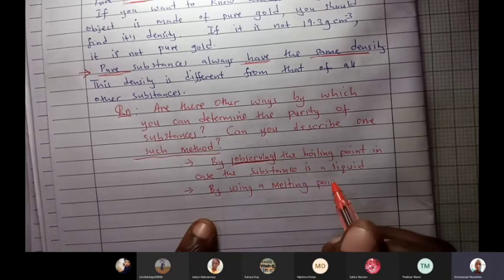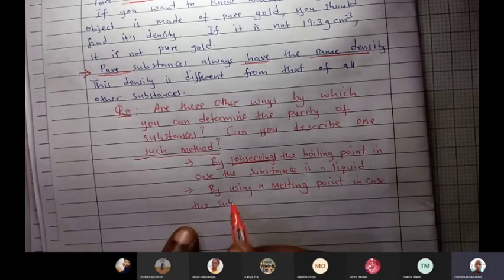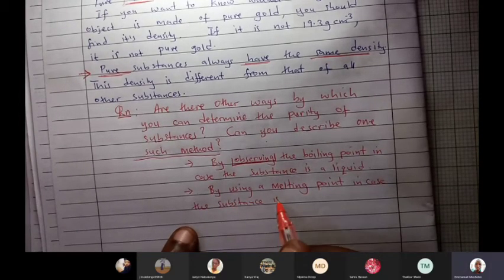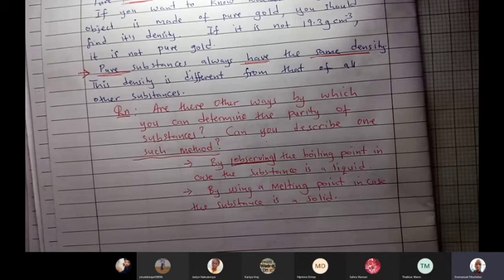That is in case the substance is a solid. Like ice melts at 0 degrees centigrade. Pure ice melts at 0 degrees centigrade. But if it is impure ice, then it will not melt at 0 degrees. Once it melts at a temperature below 0 degrees, then that's impure. If it melts at 0 degrees, then that is pure ice. So these are 2 points.